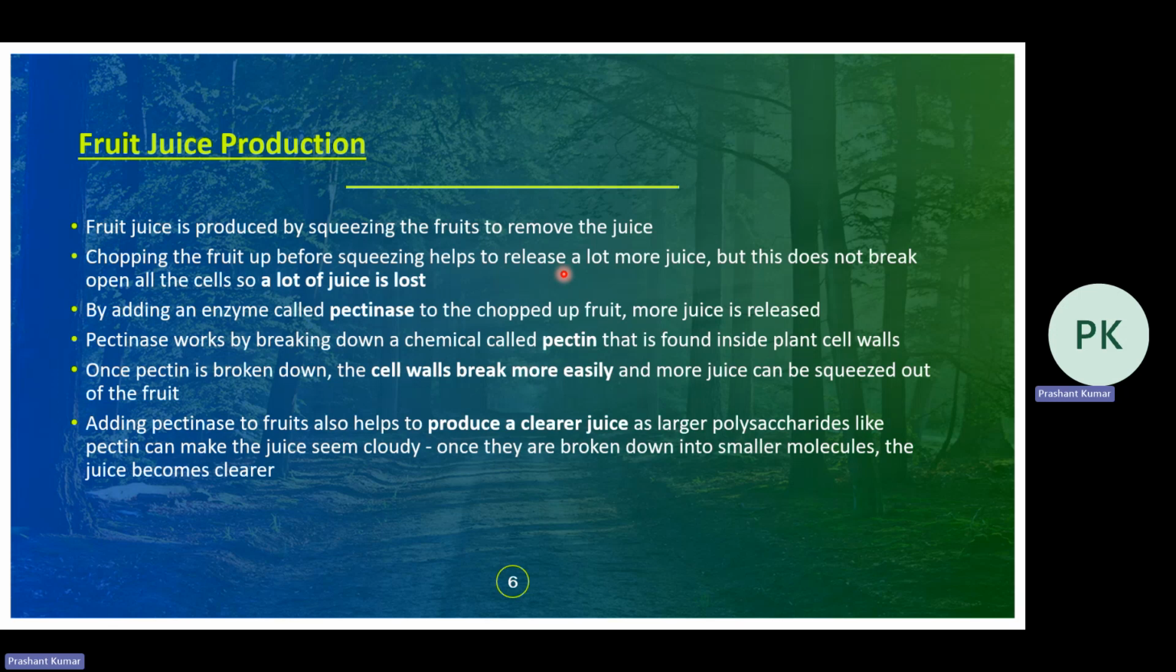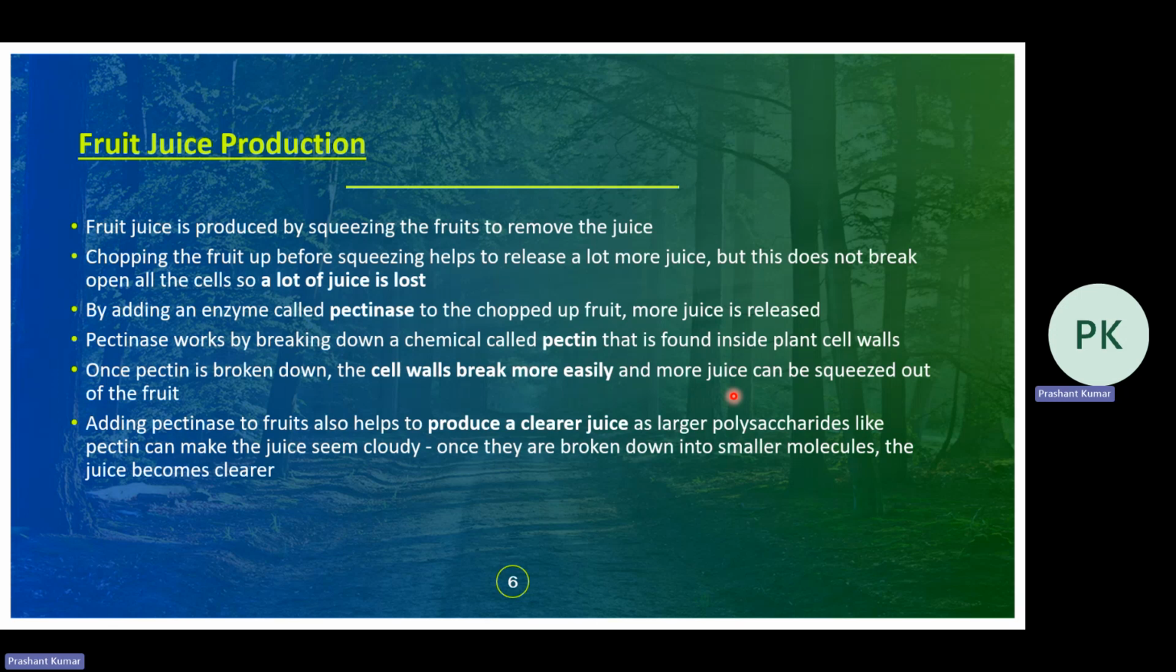By adding an enzyme called pectinase to the chopped fruit, right, there is a chance that juice will be released automatically because the enzymes are working. Pectinase works by breaking down a chemical called pectin, which is found inside the plant cell wall. If you break the cell wall, of course, the juice will come out. So once pectin is broken down, the cell wall breaks more easily and more juice will be squeezed out from the fruit.